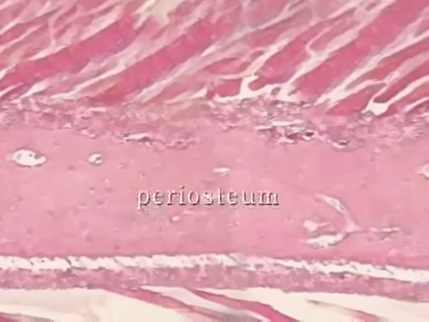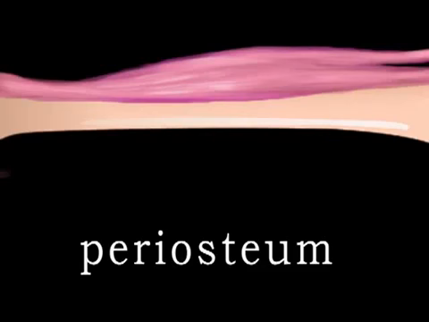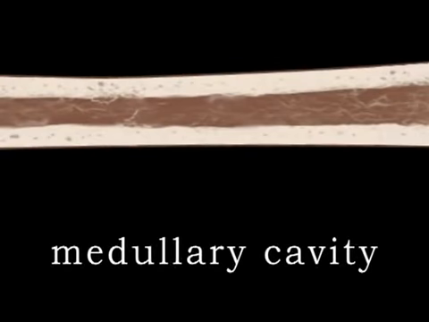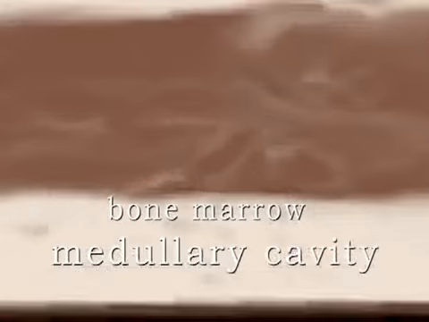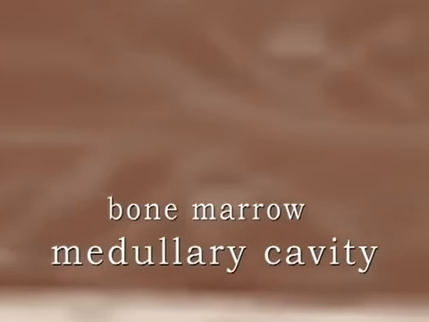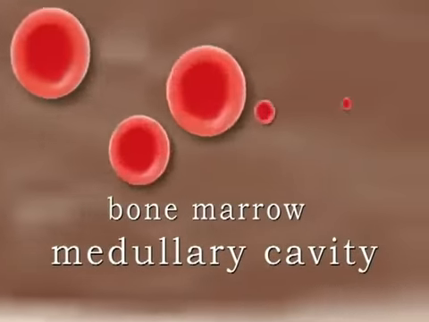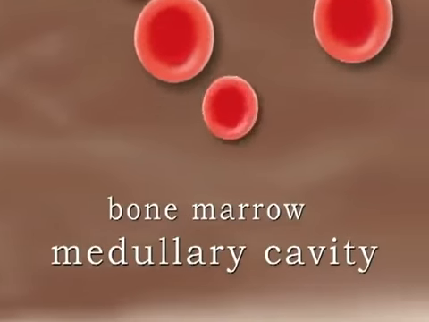The main shaft is covered with a membrane of living cells called periosteum, to which muscles and tendons attach themselves. Inside the main shaft is a cavity called the medullary cavity, which contains bone marrow. Bone marrow stores fat, produces blood cells, and plays an important part in the body's immune system.